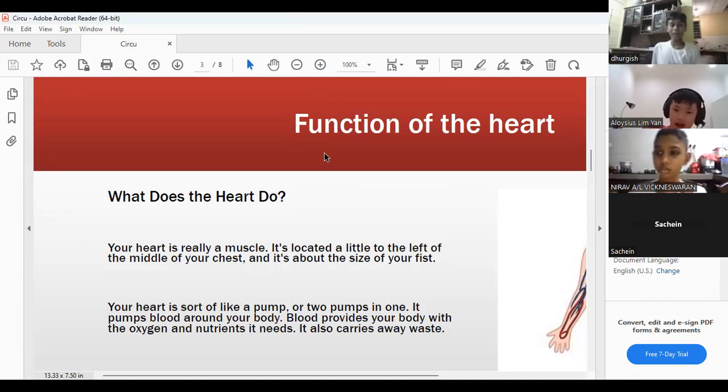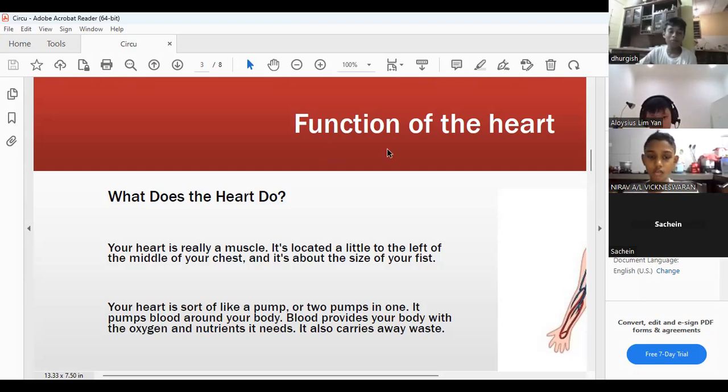That is where your heart is. Literally, that's where your heart is, and it's about the size of your fist. Can you hold your fist or not? Remember, it says the size of your fist. Your hands are still small, so your heart is still small. This is a fist.